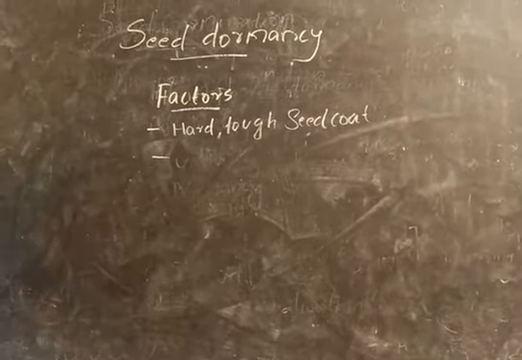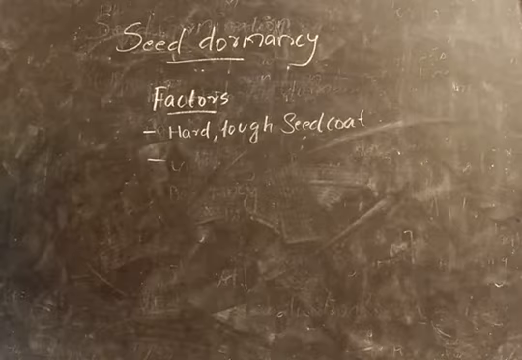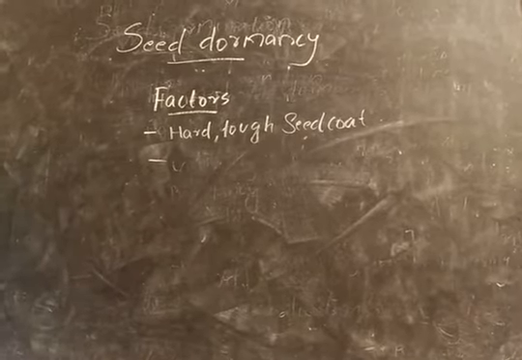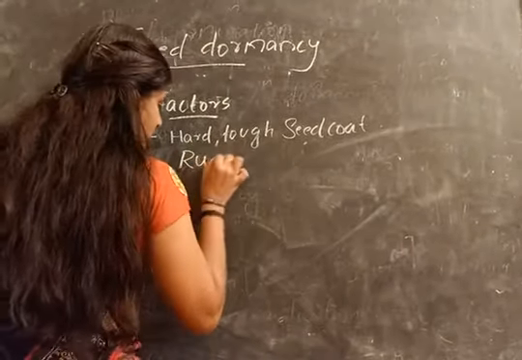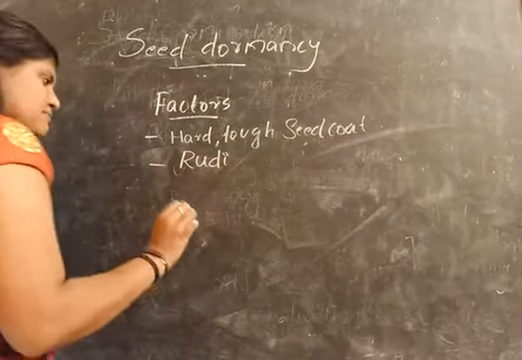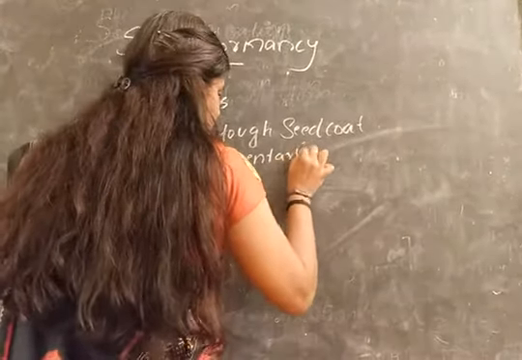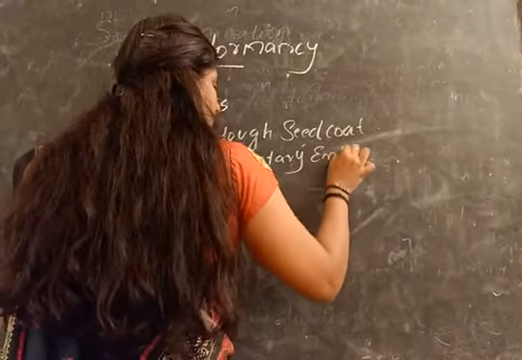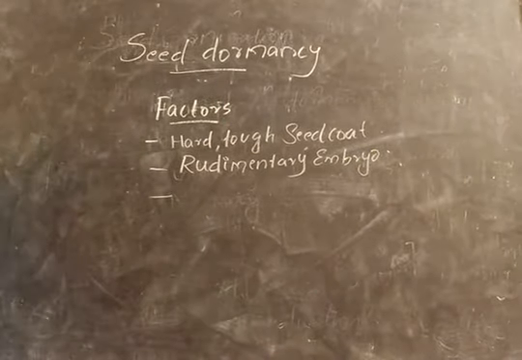The second reason is imperfectly developed embryos. The imperfectly developed embryos are called rudimentary embryos, which promote dormancy. So it is also a reason for seed dormancy.